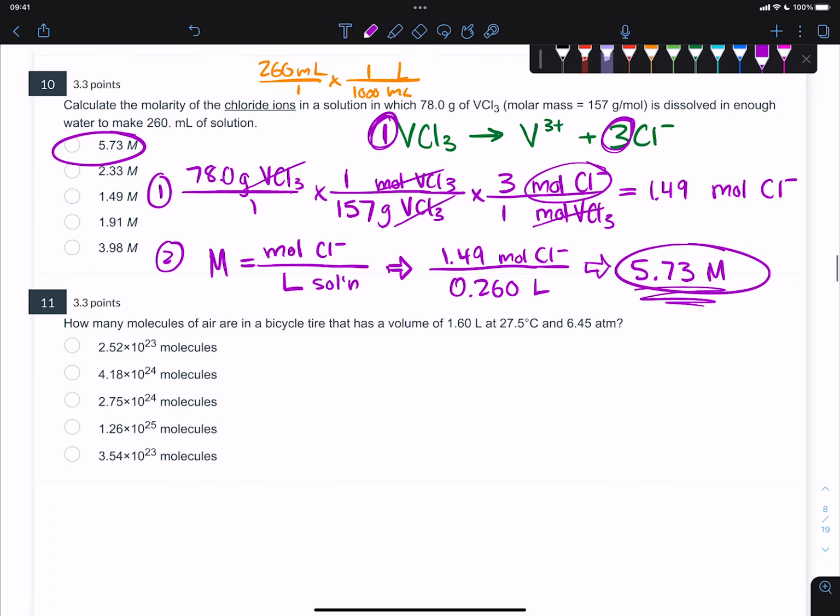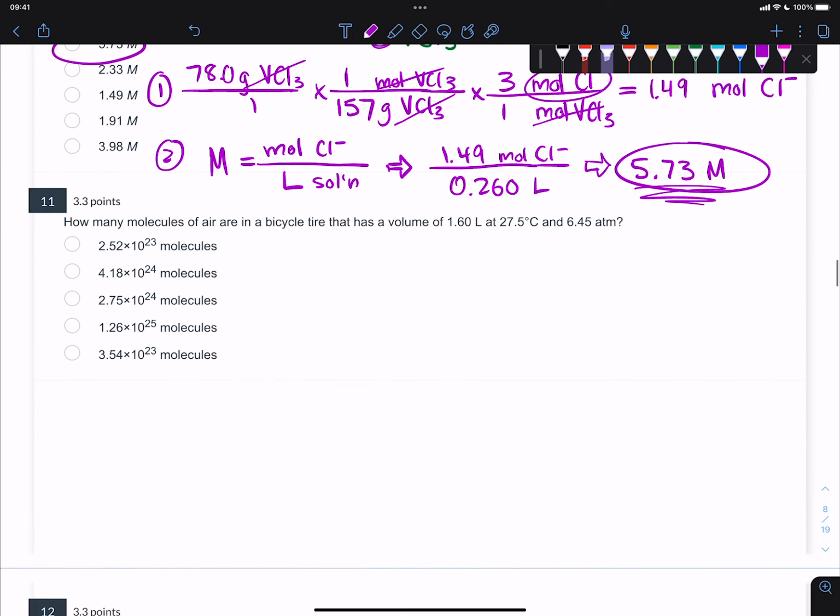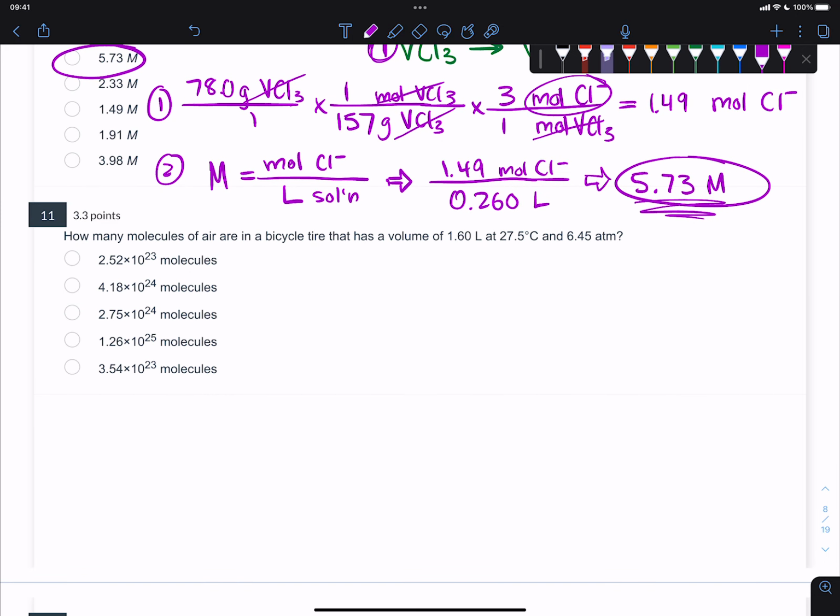And the last one we'll do for this section of the video: How many molecules of air are in a bicycle tire that has a volume of 1.60 liters at 27.5 degrees Celsius and 6.45 atmospheres? So we have an ideal gas law problem. We assume that everything is going to be an ideal gas law problem, ideal gas, unless you talk about it otherwise. Ideal gas law is PV equals nRT.